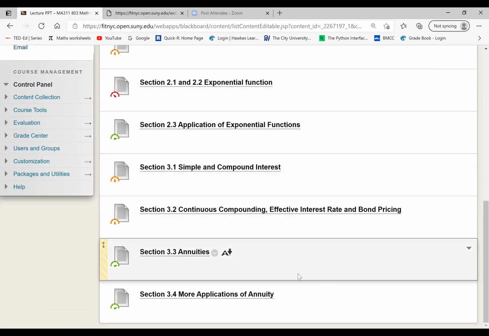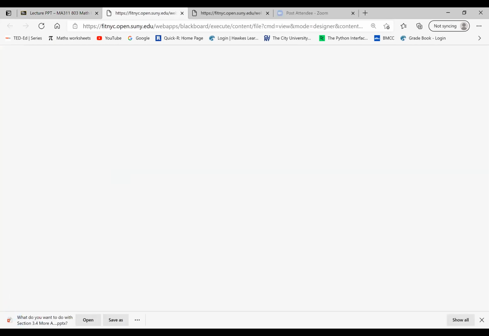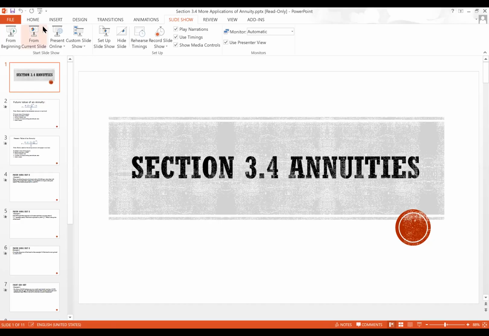Okay. And let's move on to 3.4. We're going to take a look at more applications in terms of annuities. We have credit card, bond pricing, all different topics. And let's look into that. Let me share the screen with you first. So 3.4 is just about more applications, right?